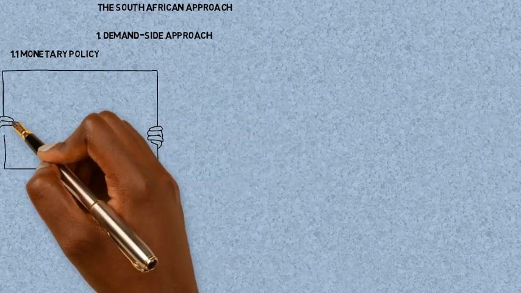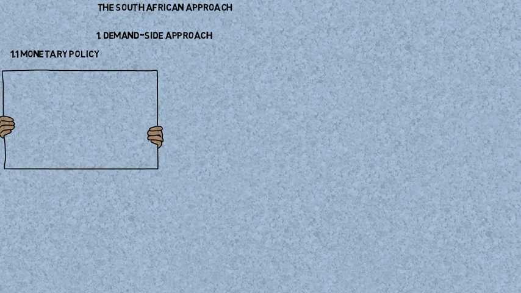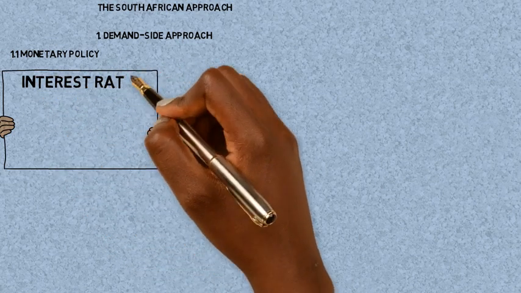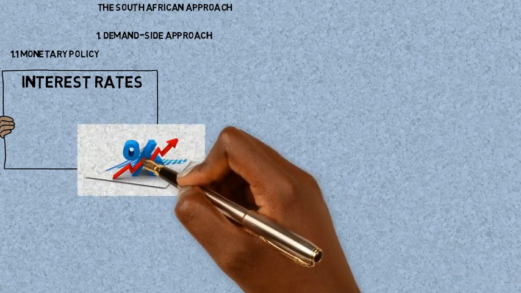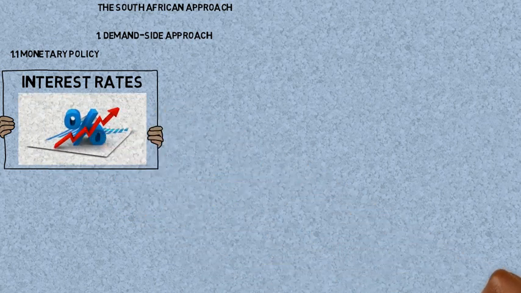Under the monetary policy, we're going to look at interest rate changes. This is usually used to influence credit creation by making credit more expensive or cheaper. Now, the exchange rate is going to be used to stabilize the economy by means of increasing the interest rate or decreasing the interest rate.